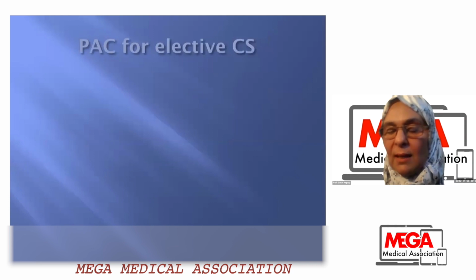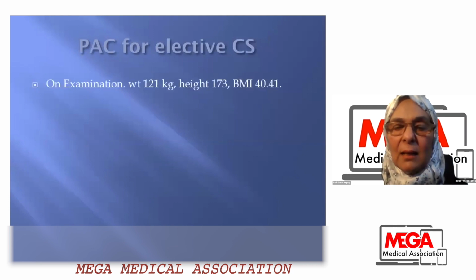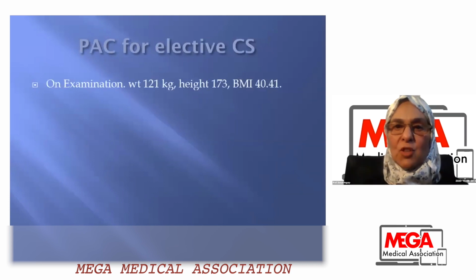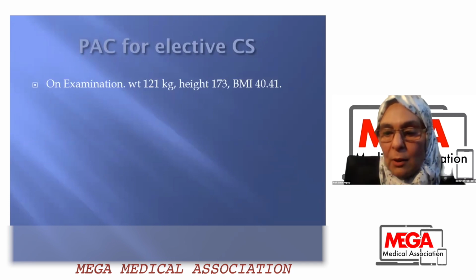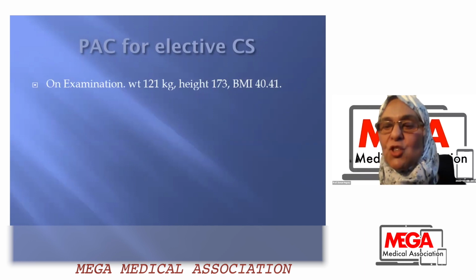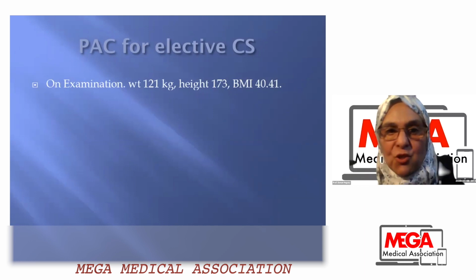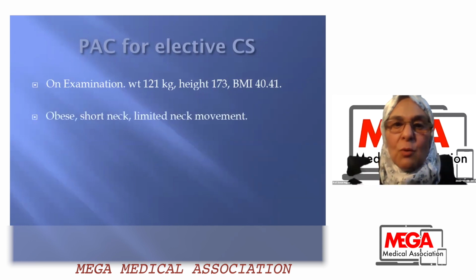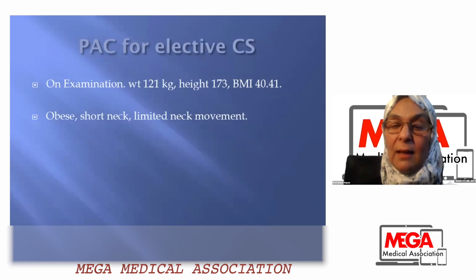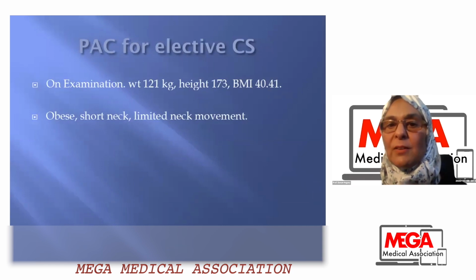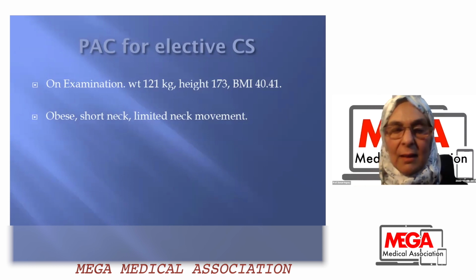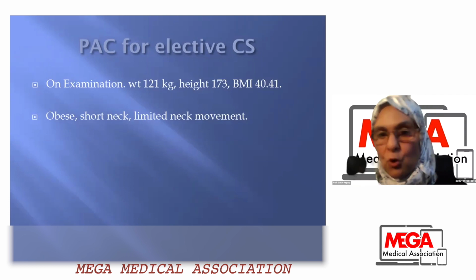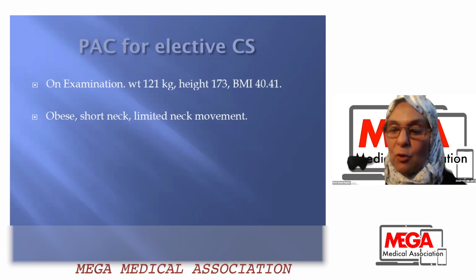Again, we are still in the anesthesia clinic. On examination, just to remind you, the body mass index was 40.421, which is challenging for both GA or even regional in this patient. She was obese, short-necked, and the neck circumference was very big, really, you cannot find a neck. And there was limited neck movement because of the cervical fixation with titanium plates.